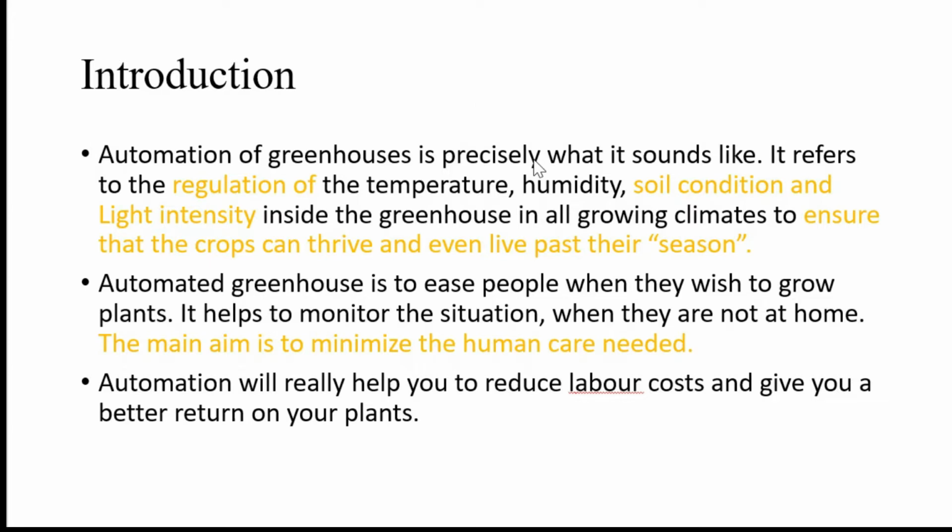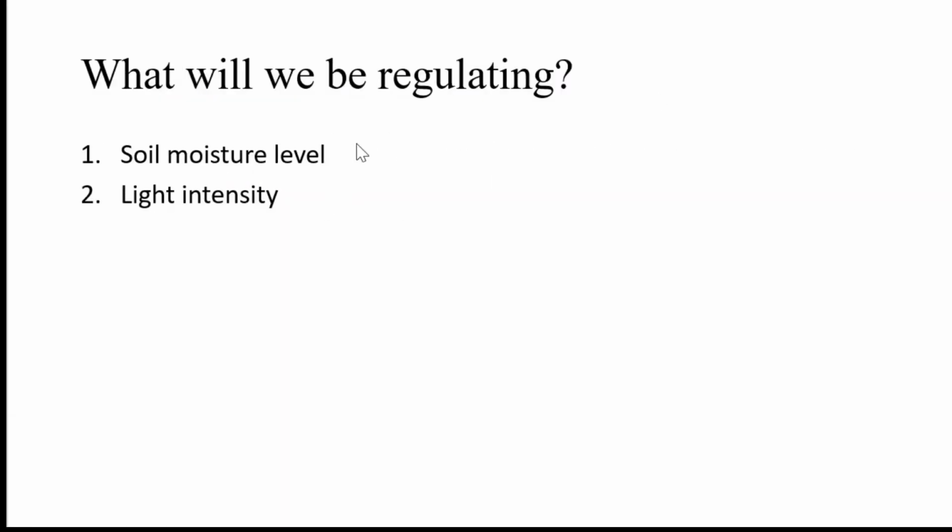For our project, we won't be regulating all the different parameters mentioned here, mainly because it's an academic project and we had to work with the money we had, which was very, very limited, believe me. So the parameters we will be regulating are soil moisture level and light intensity.